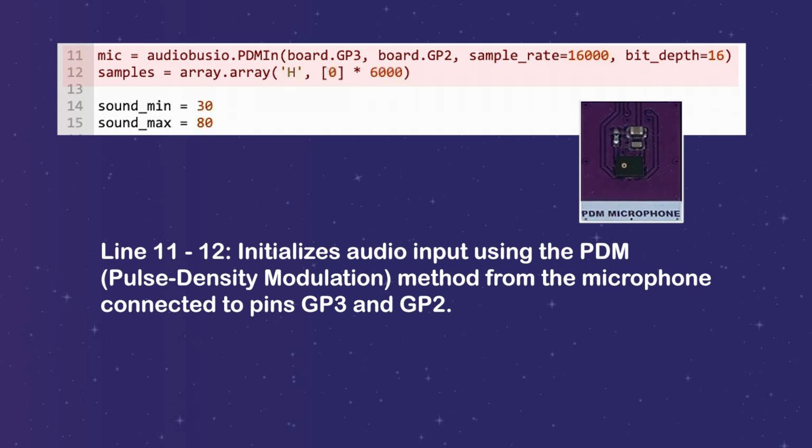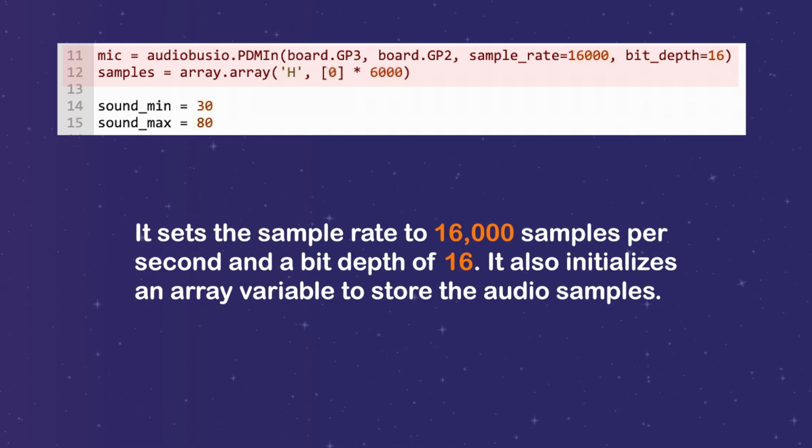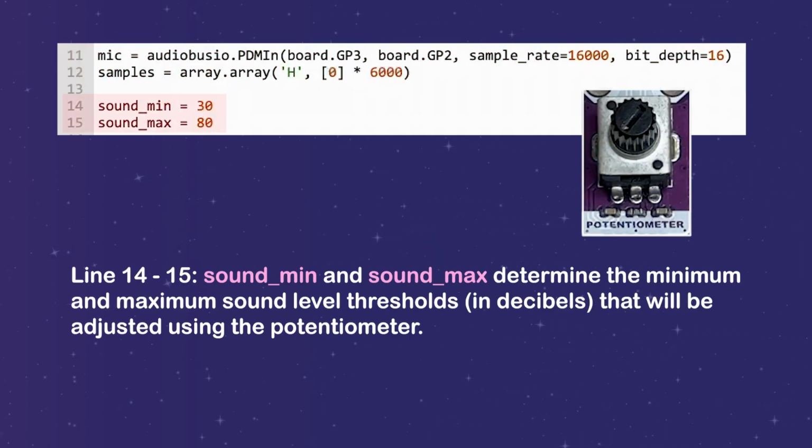Line 11 to 12 initializes audio input using the PDM method from the microphone connected to pins GP3 and GP2. It sets the sample rate to 16,000 samples per second and a bit depth of 16. It also initializes an array variable to store the audio samples. Line 14 to 15, sound minimum and sound maximum determine the minimum and maximum sound level thresholds that will be adjusted using the potentiometer.